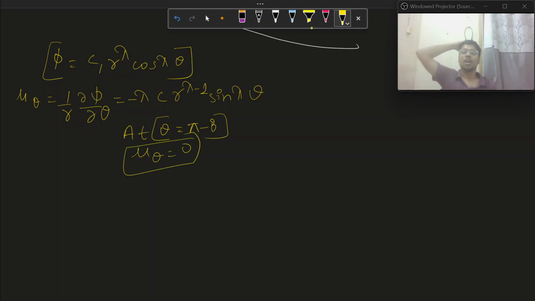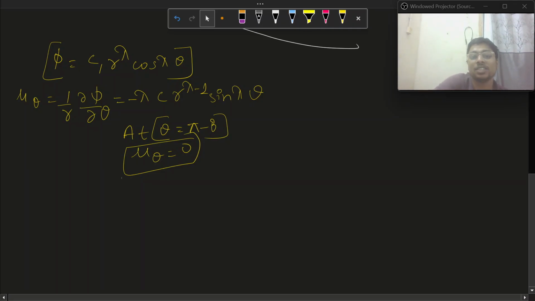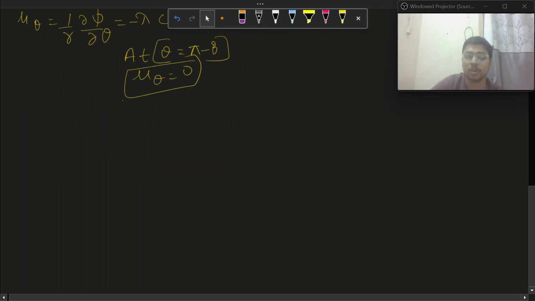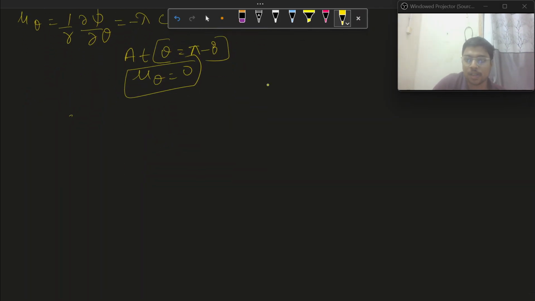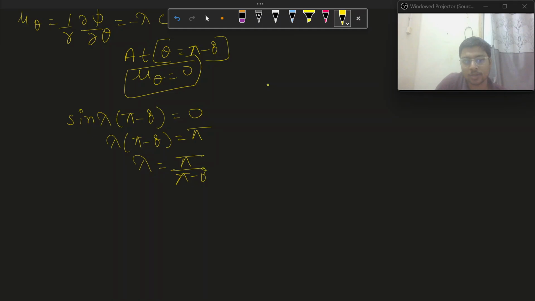We have the boundary condition, so we apply this boundary condition here. So we can write that sin λ(π minus β) is equal to 0, so λ(π minus β) is equal to π. So λ is equal to π by (π minus β).